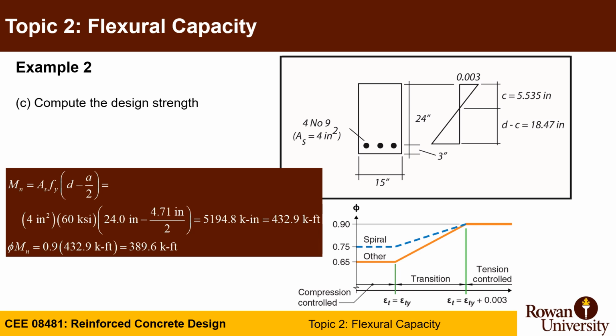Now we calculate the moment. The moment is T times, or C times, arm. In this case, T is As fy. Arm is d minus a over 2. d is 24, a is 4.71 divided by 2. This gives me a moment of 452.9 kip-ft. Phi is calculated as 0.9. So phi Mn, which is Mu, will be in this case 389.6 kip-ft.